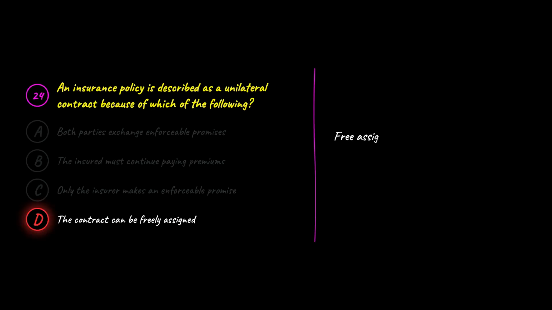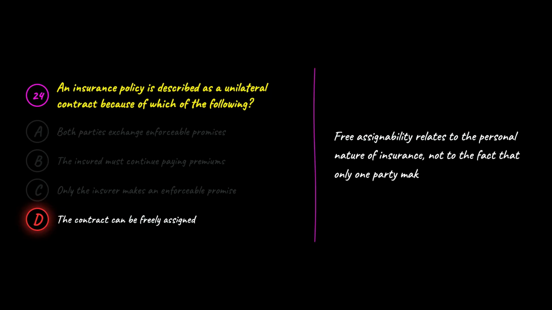D is wrong because free assignability relates to the personal nature of insurance, not to the fact that only one party makes a binding promise. Why can't an insurer sue you for missing a premium payment? The answer reveals a core feature of every insurance policy.